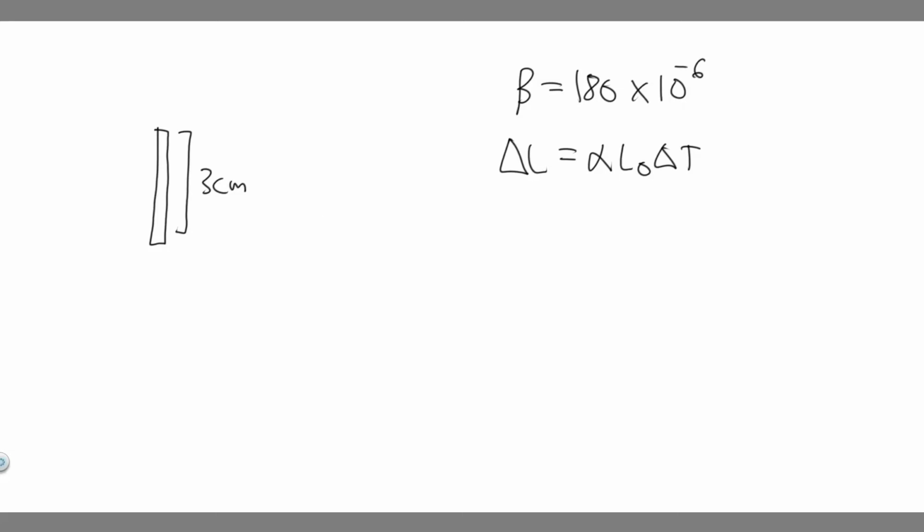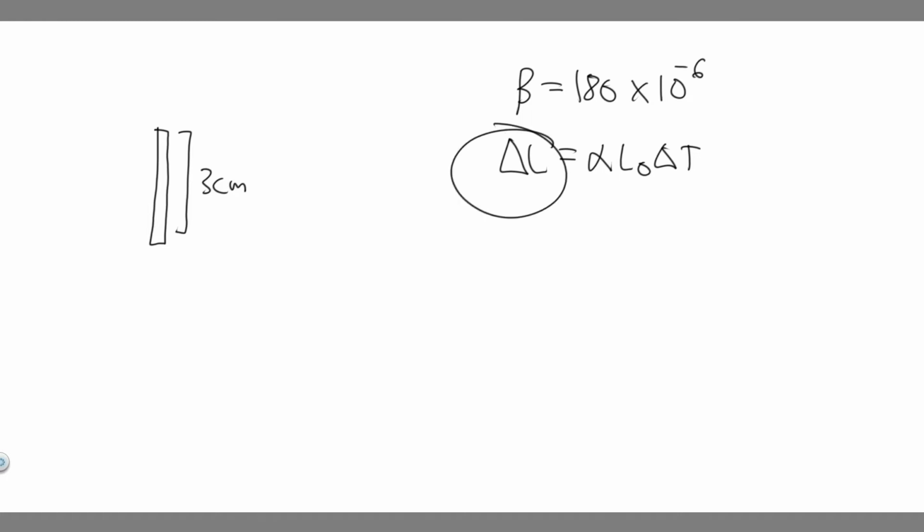In this problem, we're told, what is the change in length of a 3 centimeter long column of mercury if its temperature changes from 37 degrees Celsius to 40 degrees Celsius, assuming the mercury is unconstrained? So what we have here is basically this column of mercury, and what we're trying to find is the change in length if the temperature changes, right?